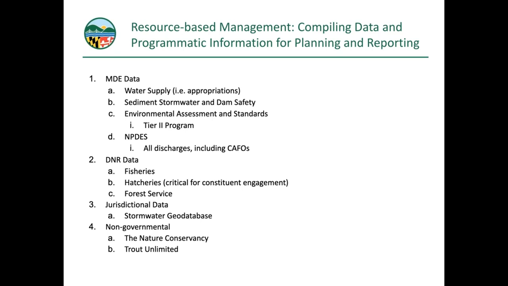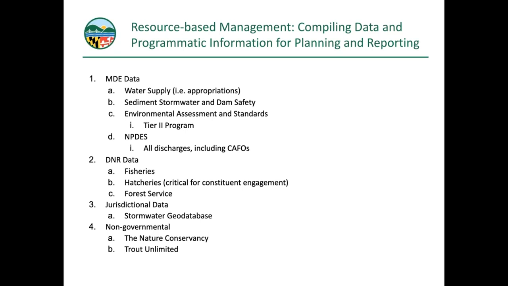And if there are other places we need to be looking that we haven't, internally at the Department of the Environment, we've knocked on the door for the water supply program, our sediment, stormwater, and dam safety folks. Obviously, our environmental assessments and standards, the folks who are generating the criteria in the first place and putting impaired waters on the 303(d) list, as well as our high quality waters program, Tier 2, and then obviously the NPDES program. A lot of this information is traditionally viewed in a compliance context, but now that we've established decades' worth of information, we're sitting on a treasure trove of planning information that we can begin to combine with other agencies like our DNR, other jurisdictions like the county or the federal government, and also non-governmental partners.